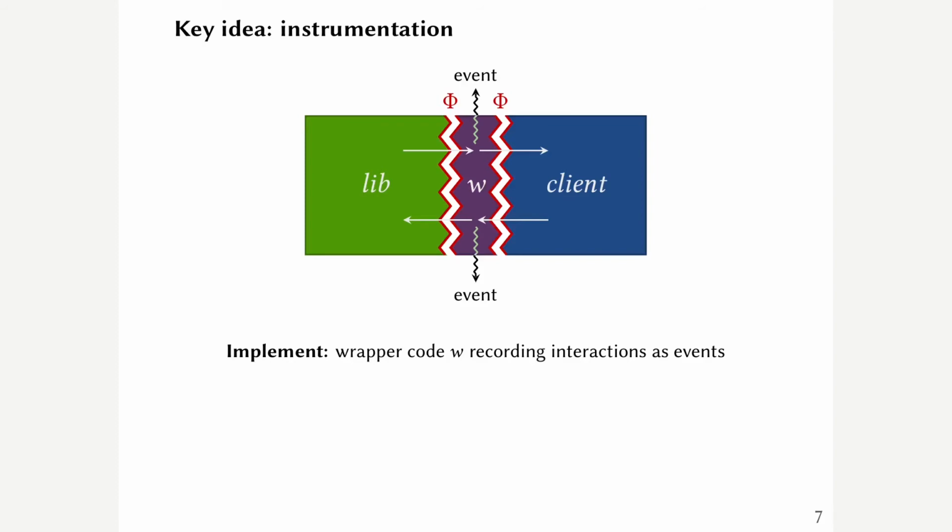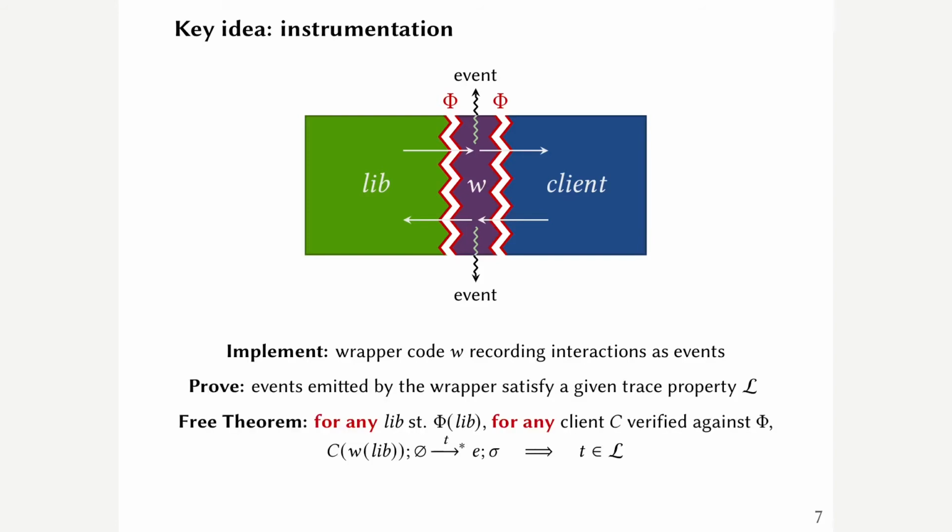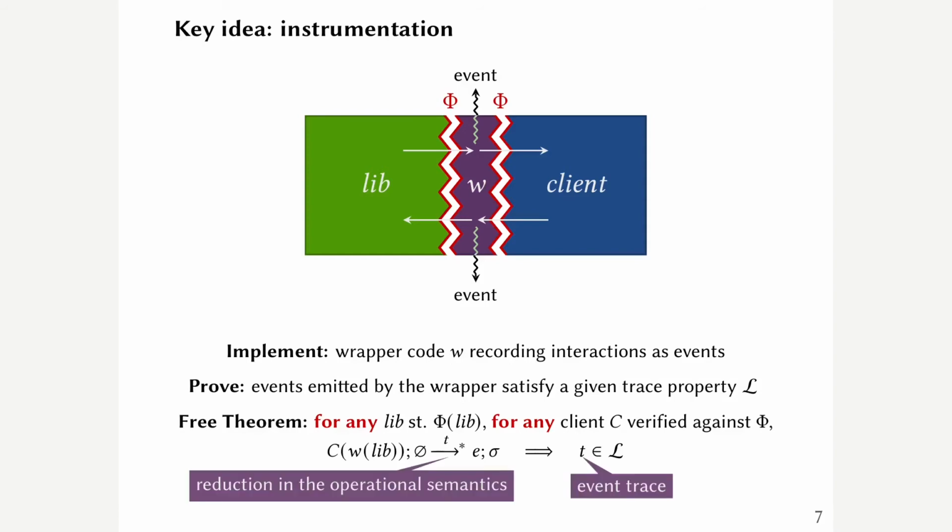So the recipe is as follows. Given a specification phi, we first implement a wrapper that observes the call between library and client. And then we will prove that the trace of events emitted by the wrapper satisfies some trace property of interest, big L. And L can be, for instance, the language for the automaton we saw earlier. And if we do these two first steps, then we obtain, as a free theorem, that for any library implementing phi, for any client verified against phi, when we link together the client, the wrapper, and the library, then for any number of reduction steps, the trace of events that are emitted satisfies the property L.